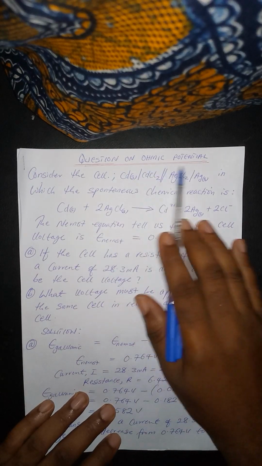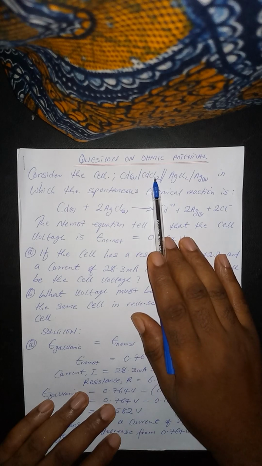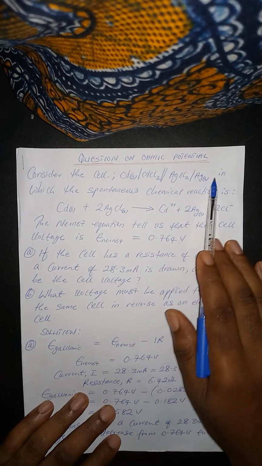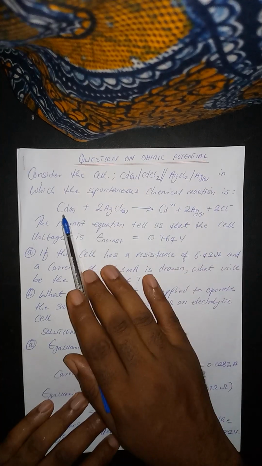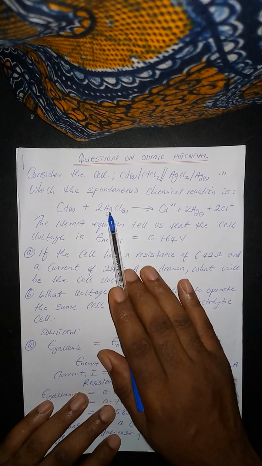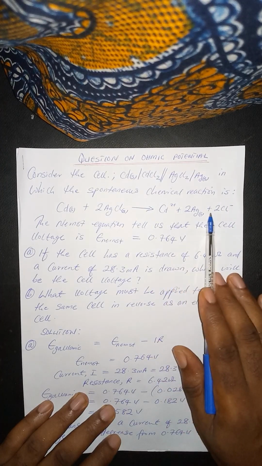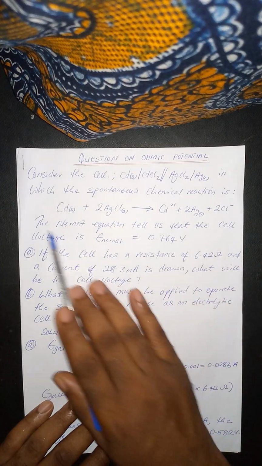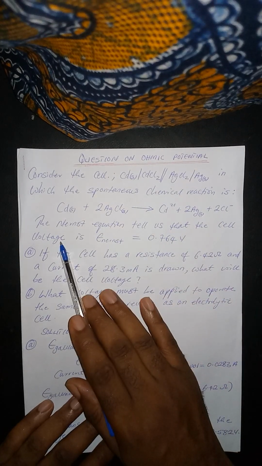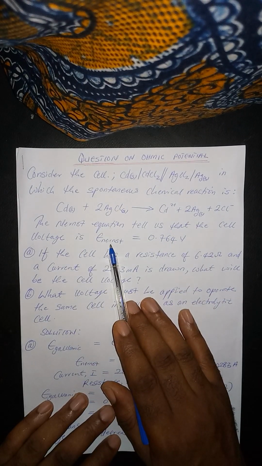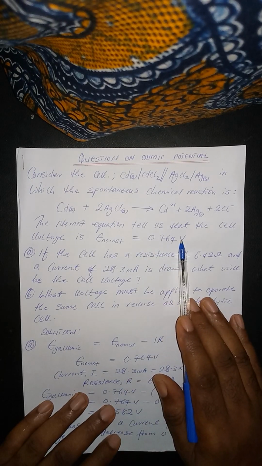Question on ohmic potential. Consider the cell cadmium chloride and silver chloride, in which the spontaneous chemical reaction is cadmium reacting with silver chloride to produce cadmium ion, silver, and chloride ion. The next equation tells us that the cell voltage is E next, which is equal to 0.764 volts.